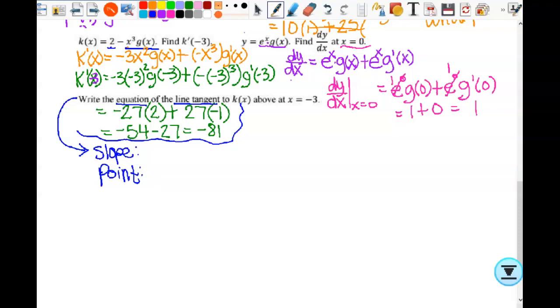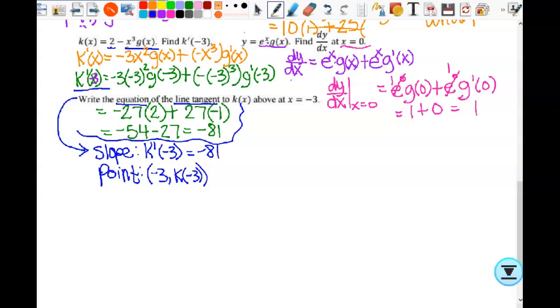I don't know. I need it at negative 3, k of negative 3, right? Because we're doing k of x. And the slope is going to be k prime of negative 3. All right, so do I know k prime of negative 3? Yes, we found that, right? Because it tells me to use this one. So I found that this is equal to negative 81. I have the slope. What I don't have is the y value, right? So I need to find that.